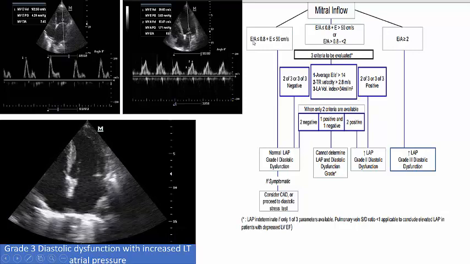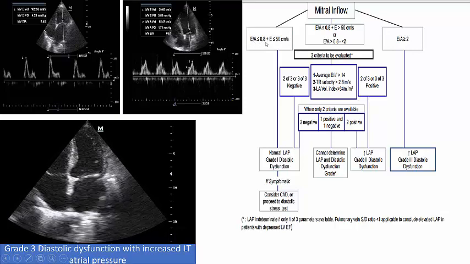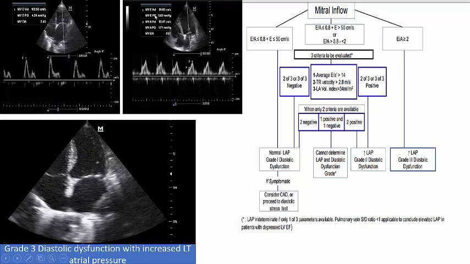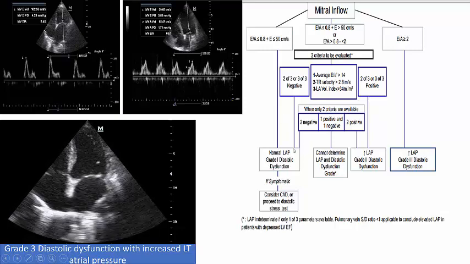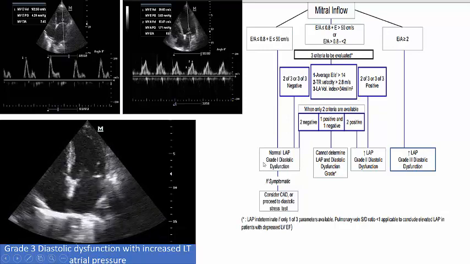But if the E over A ratio is less than or equal to 0.8, the E wave is small, and the E wave is less than 50 centimeters per second, like this, and E over A is less than 0.8, that means our patient has grade 1 diastolic dysfunction and normal or low left atrial pressure. And in this patient, you can think about a mini bolus if the patient is hypotensive.